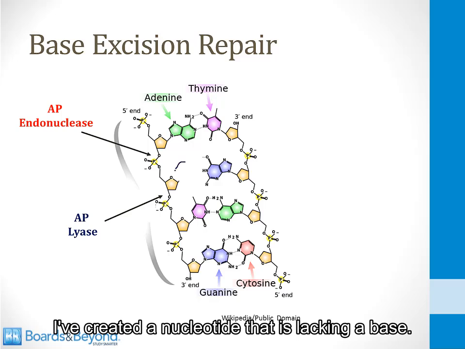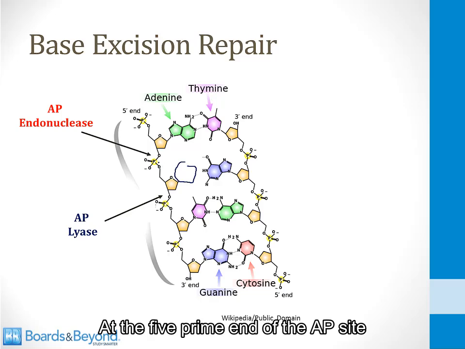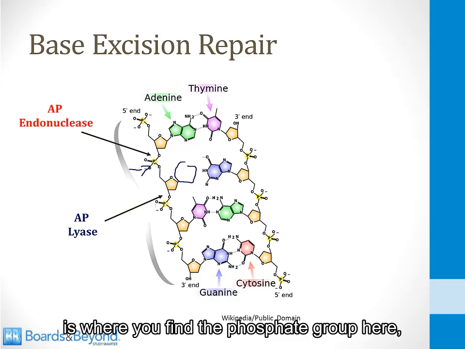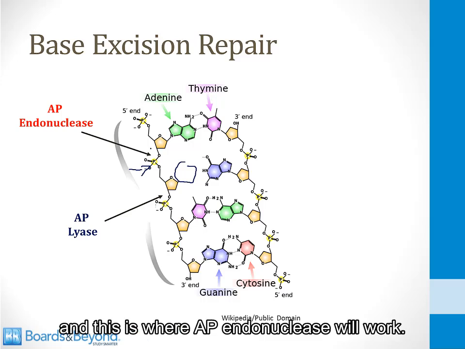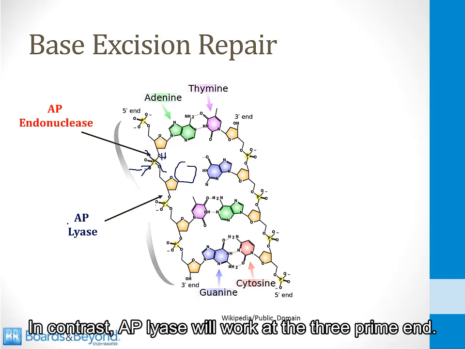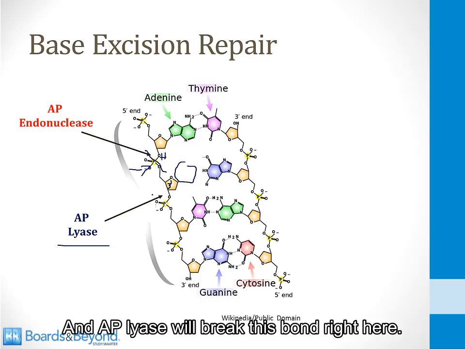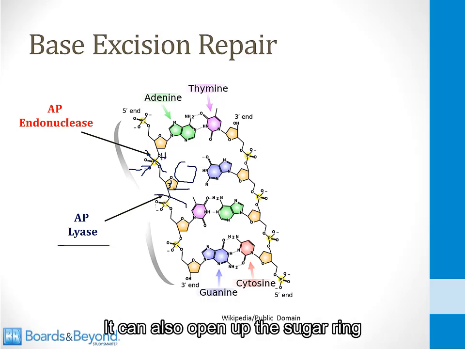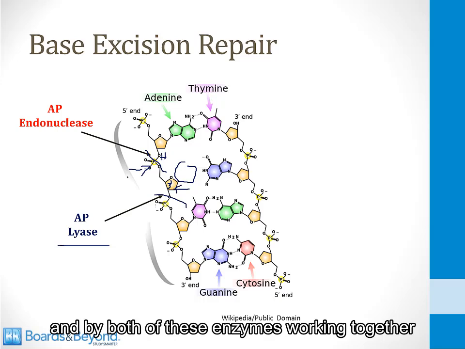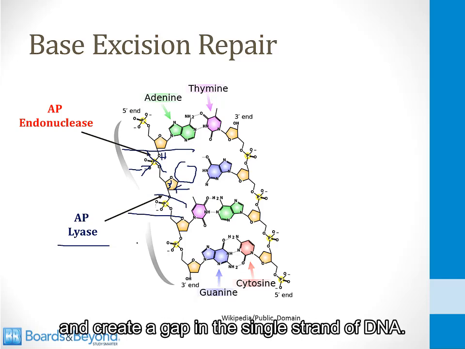I've created a nucleotide that is lacking a base. This is the AP site. At the 5' end of the AP site is where you find the phosphate group here, and this is where AP endonuclease will work. It will break this phosphate bond and create an OH group here, hanging off the nucleotide above the AP site. In contrast, AP lyase will work at the 3' end. This is the 3' end of the sugar in the AP site, and AP lyase will break this bond right here. It can also open up the sugar ring, and by both of these enzymes working together, you will thus lop off this AP site and create a gap in the single strand of DNA.